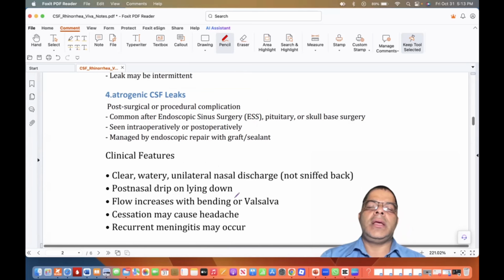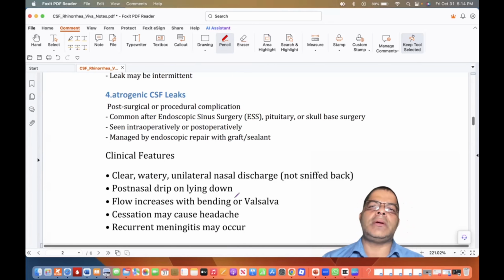In endoscopic skull-based surgery, we are working further down from the nose, and that also increases the chance of post-operative surgical complications like CSF leak. Some earlier literature from 2008, from a famous surgeon from Pittsburgh, found that there is around 7 to 8% leakage after pituitary or other skull-based surgery. This is seen intraoperatively or post-operatively.